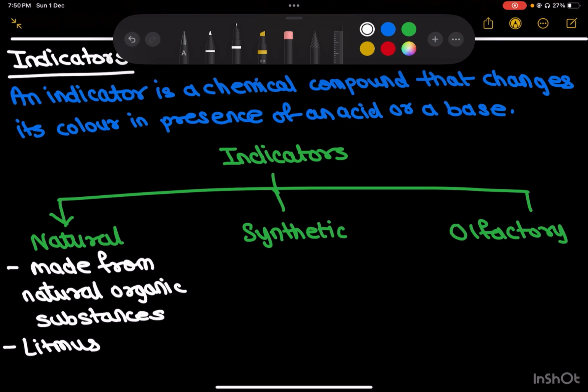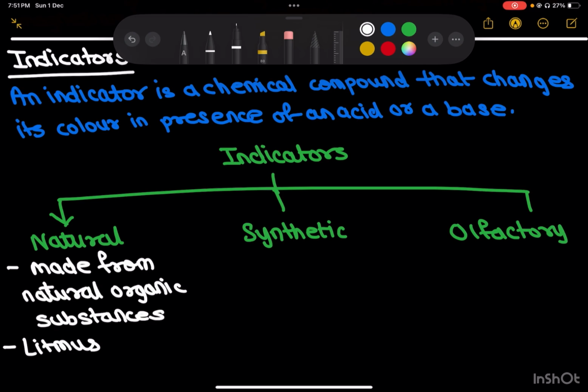Some information about litmus: it is a purple dye. Litmus solution is a purple dye extracted from lichen, a plant which is, I think, a thallophyta in the plant kingdom. It is very commonly used as an indicator, as I've written even in the properties of acids and bases, red litmus and blue litmus and how acids and bases affect them. It is natural because it is derived from lichen. Lichen is a type of plant.